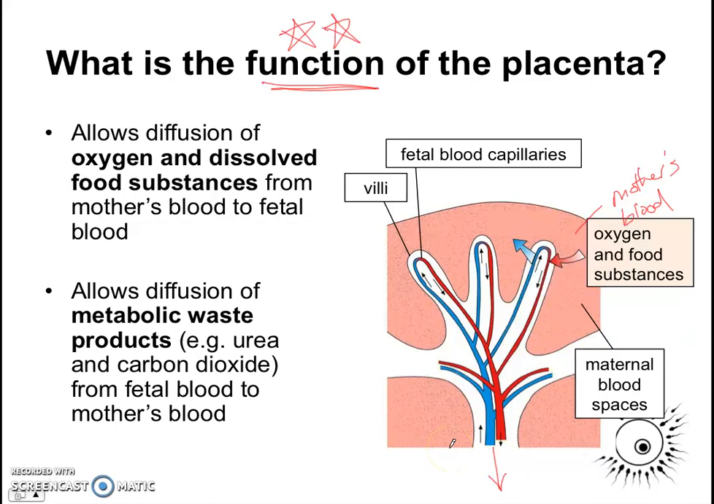Now on the other hand, the placenta also allows metabolic waste products like urea and carbon dioxide to be removed. These metabolic waste products will diffuse from the fetus's blood capillaries out into the mother's blood. So you can see that here, metabolic waste products will diffuse out of the fetus's blood into the maternal blood spaces to be carried away back to the mother's heart, and then of course out of the mother. This is important because it allows the waste substances to be removed from the fetus into the placenta and then into the mother's system.